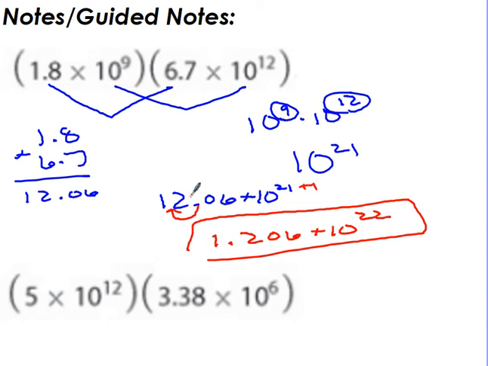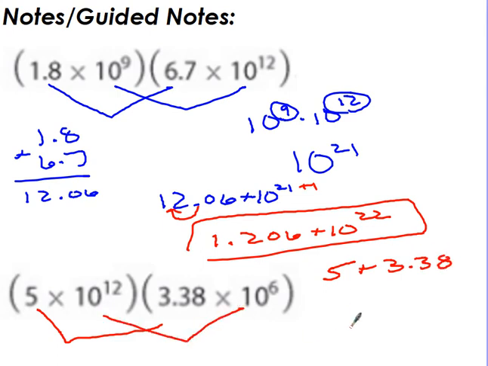And that is all. So what I want you guys to do is try the second one on your own right away. Just try this one and see how you do. So pause the video, try multiplying, and see what happens. Okay, so you should have multiplied 5 times 3.38. And then for my exponents, I would have done 12 plus 6, which is 10 to the 18th power, because 12 plus 6 is 18.